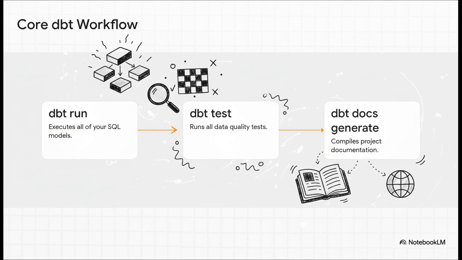First, you type dbt run. That tells dbt to build all of your models, and it does it in the perfect order. Then you type dbt test to run all those quality checks you defined. And finally, dbt docs generate, which, get this, creates a complete interactive documentation website for your entire project.